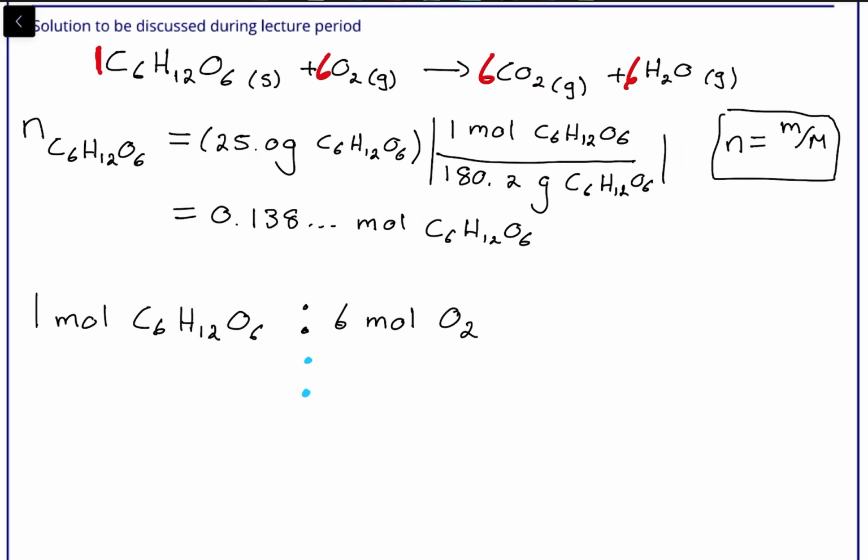I have the information that I actually have 0.138 mole C6H12O6. And I want to know something about the number of mole of O2. That's what I want to determine. I want to know how many moles of O2 will react, because from the number of moles of O2 that needs to react, I can get the mass of O2. Okay.